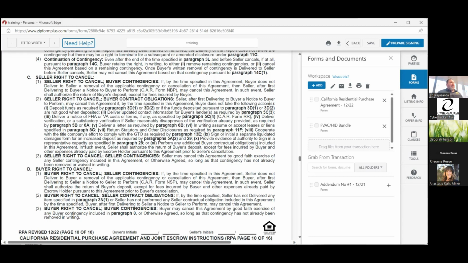So this buyer has to not perform in something that they're doing. They didn't submit the deposit. They haven't removed a contingency. They haven't moved to close, all those different things. But first, the seller has to issue a notice of buyer to perform.